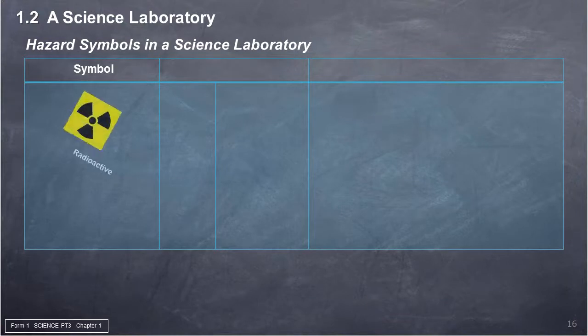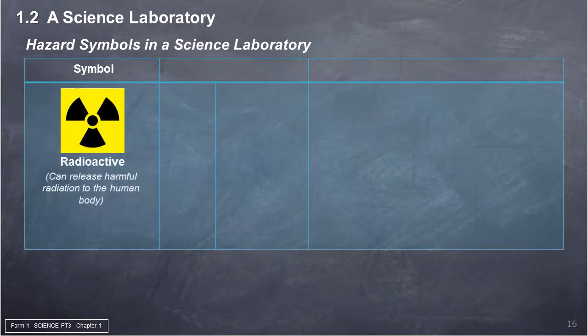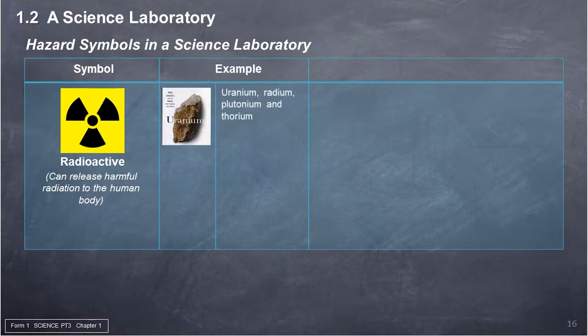Symbol. Radioactive. Can release harmful radiation to the human body. Example. Uranium, radium, plutonium and thorium. Proper handling method. Keep it inside a lead container.